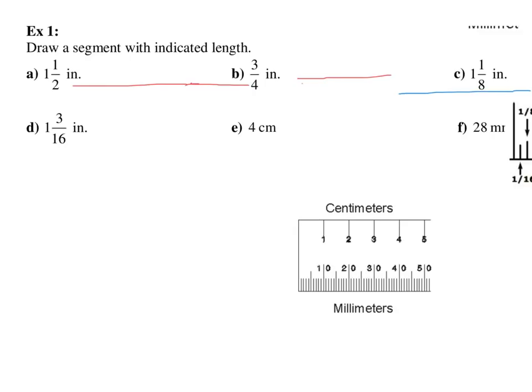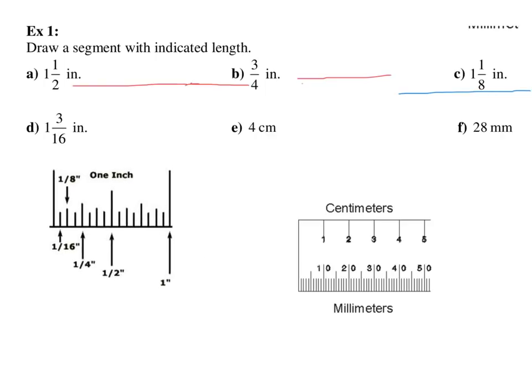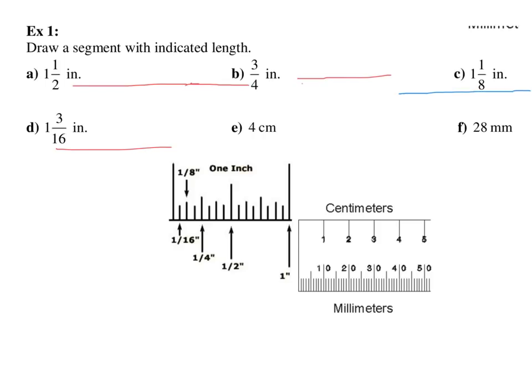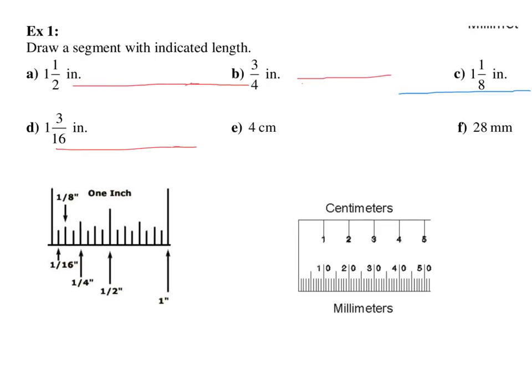Okay. Let's bring it down. Next example. Alright, so I have 1 3/16 inch, so that's 1 inch. And then 3/16. Okay, I have 1/16. So it's going to be, that's 1/16, 2/16, that's 1/8, and then 3/16. Boom, done.